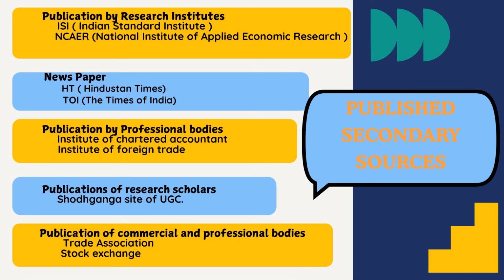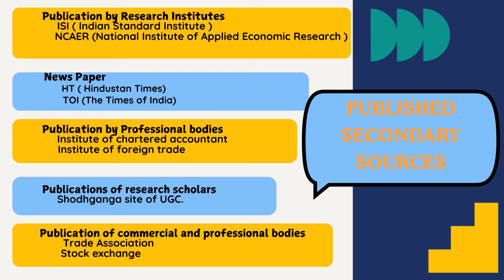These are also the published secondary source data. In continuation of the previous slide, in the previous slide we studied 5 published secondary sources, and these 5 more we are going to study now. So the publication by the research institute is the 6th published secondary source data that is available to us. Some research institutes such as ISI, Indian Standard Institute, or NCAER, that is National Council of Applied Economic Research. You can get data from there also.